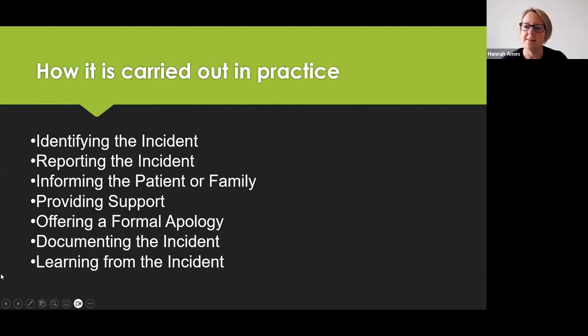So how's it carried out in practice? So, if an error was to occur, then we'd obviously want to identify the incident. And again, we can link that to the professional values marking criteria, because we always need to recognise and acknowledge in that scenario what is the unacceptable practice that has occurred. We're always going to report the incident, so through trust incident reporting forms or potentially witness statements. We need to inform the patient or the family. So if the patient has been directly involved in harm, we need to inform them. We need to be providing support, okay, and we should be offering a formal apology.